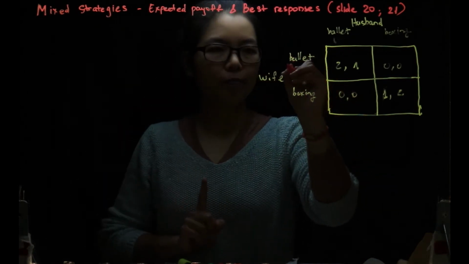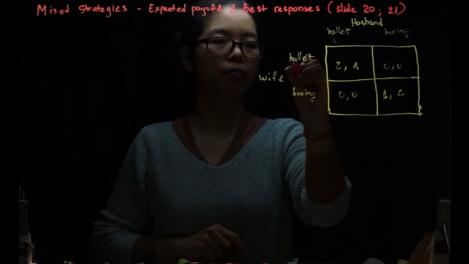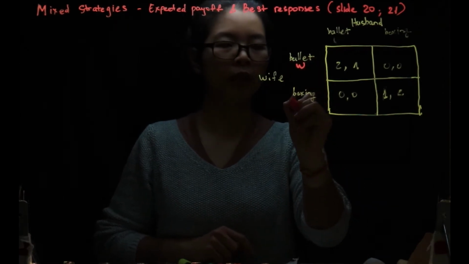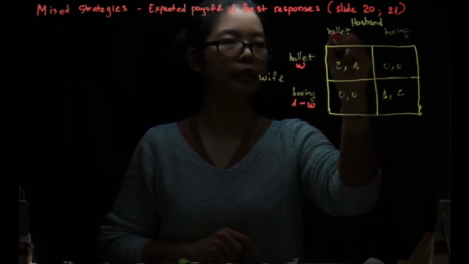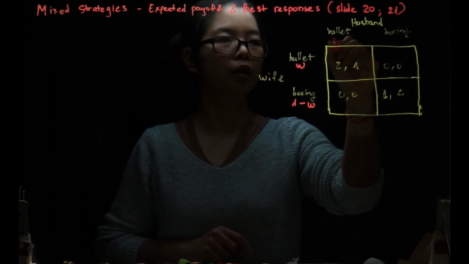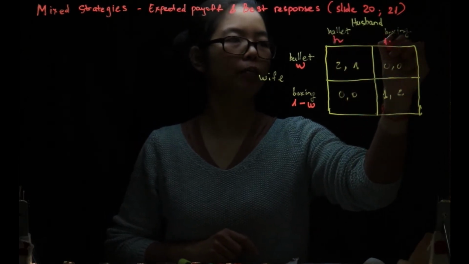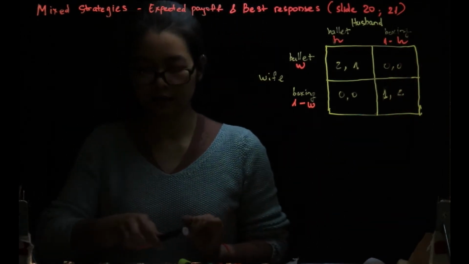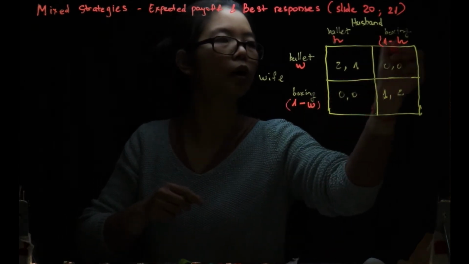I write down the probability again. So the wife will go for Bartlett with probability W and boxing with 1 minus W. And similarly for the husband, that will be H for Bartlett and 1 minus H for boxing. That's what we have. Put it in a bracket. Okay.